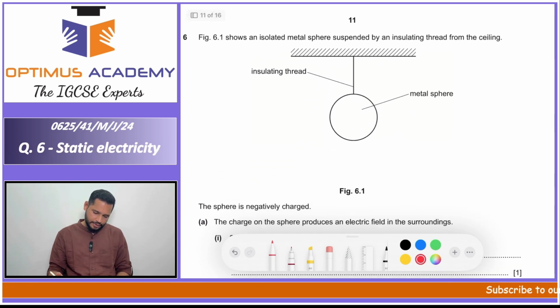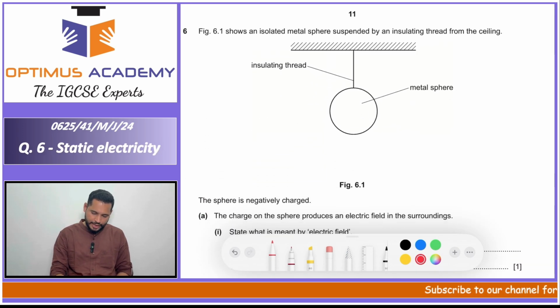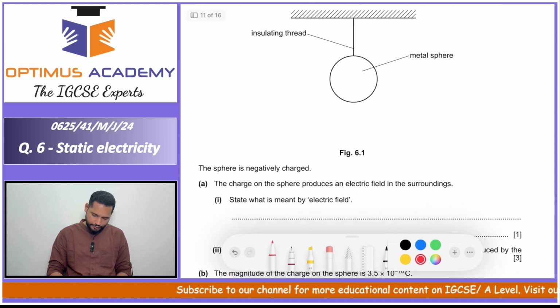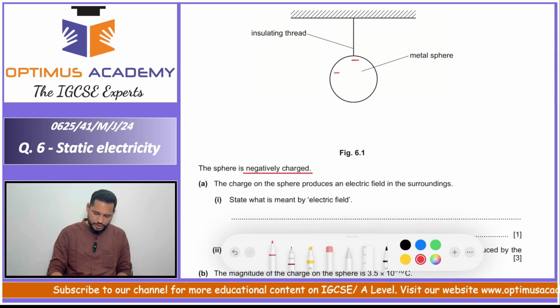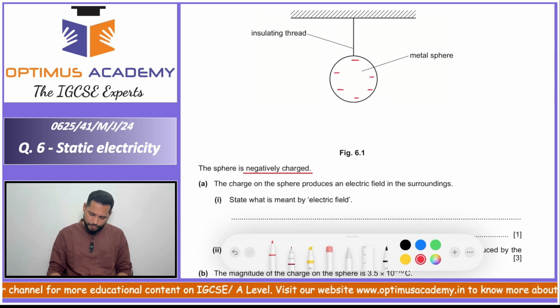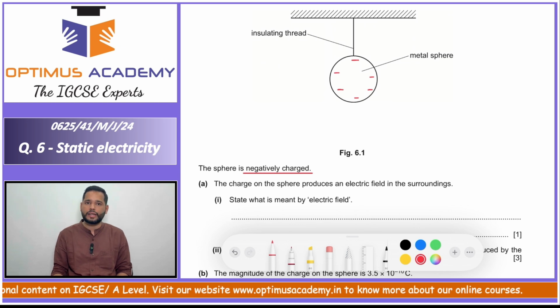Question number 6. Figure 6.1 shows an isolated metal sphere suspended by an insulating thread from the ceiling. The sphere is negatively charged, meaning there will be negative charges spaced on the sphere, something like this. The charge on the sphere produces an electric field in the surrounding. State what is meant by electric field.